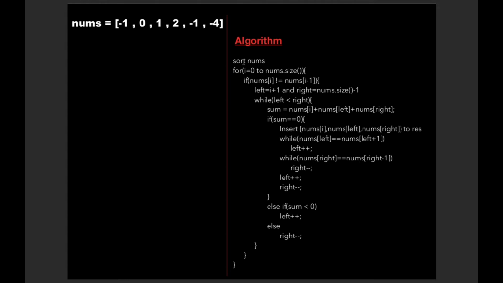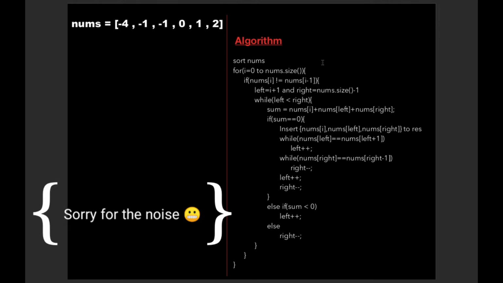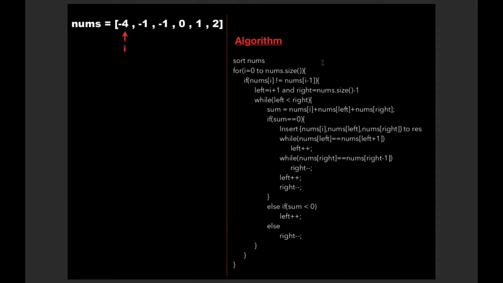Initially, we need to sort the nums array. Therefore, the contents of the nums array are now minus 4, minus 1, minus 1, 0, 1, 2. Then we traverse the array nums from i equal to 0 to the size of the array, and at each traversal, we check whether nums of i is not equal to nums of i minus 1. That is, the ith element is not equal to its previous element.